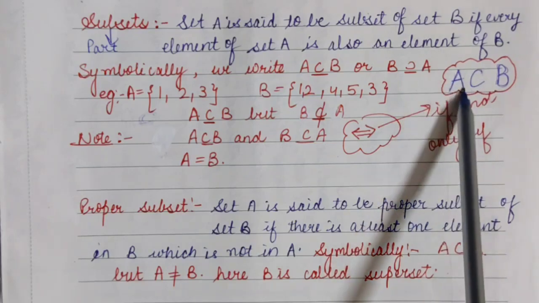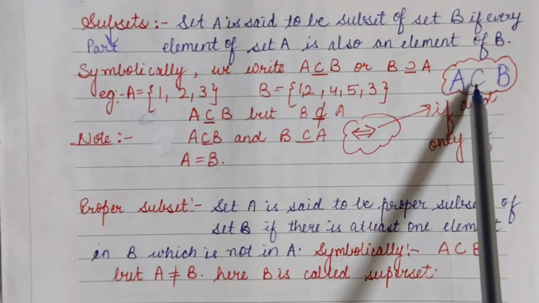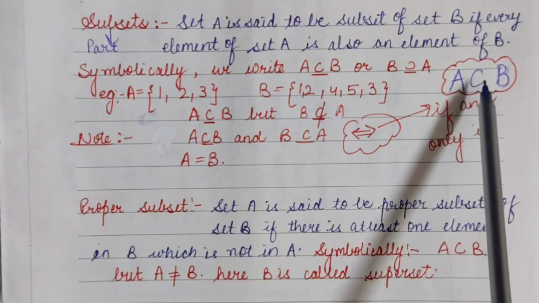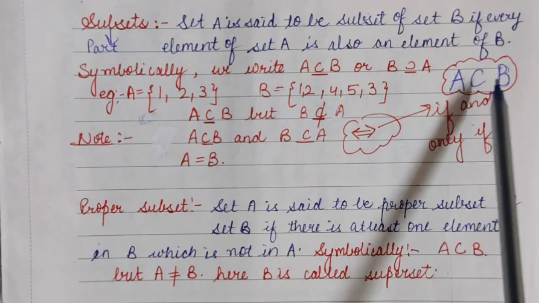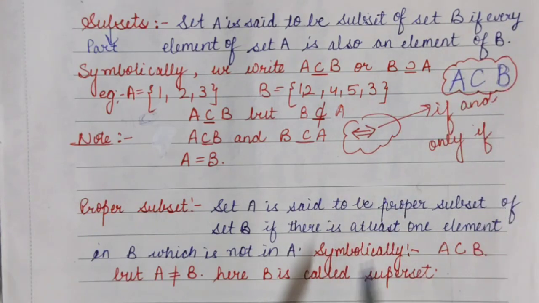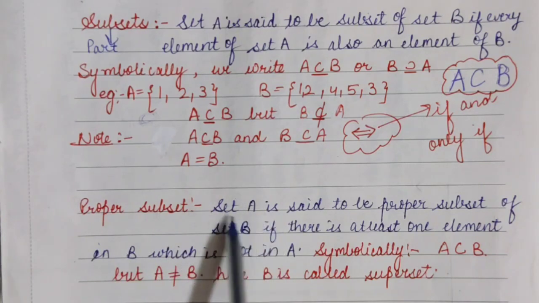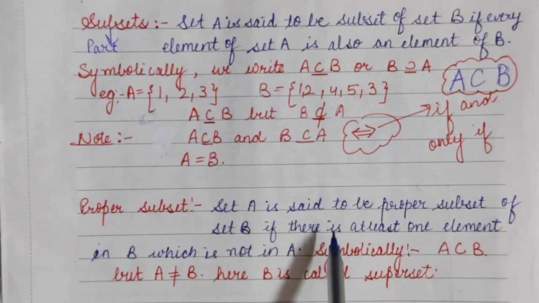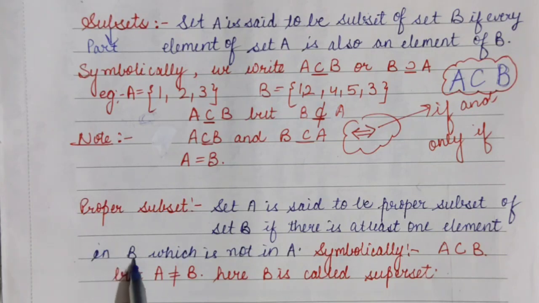Now I think you will be able to see this one also where I have written A. This sign is also for the proper subset. Now I will explain what is the difference between proper subset and the subset. See students, in proper subset, what is going to be there? A set will be the proper subset of another set if there will be at least one element in the set B which is not in A.